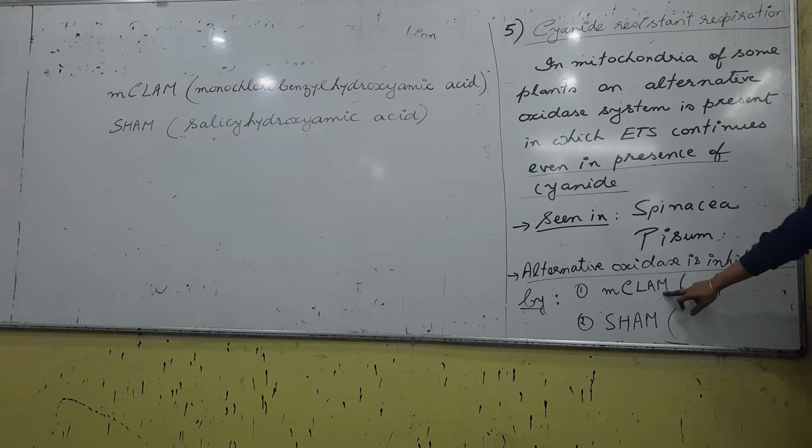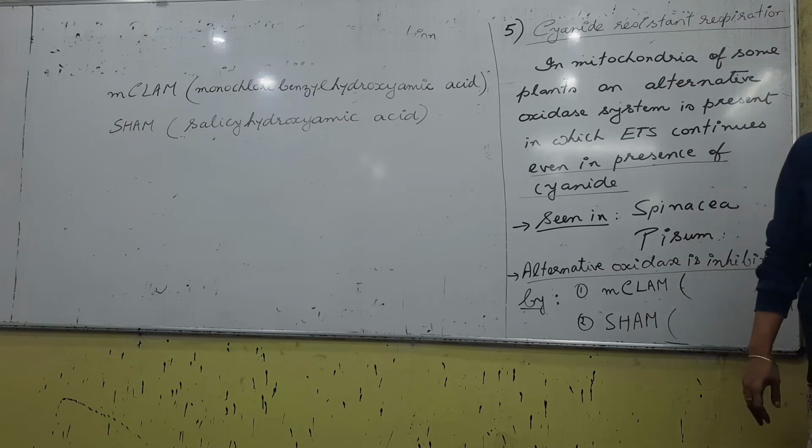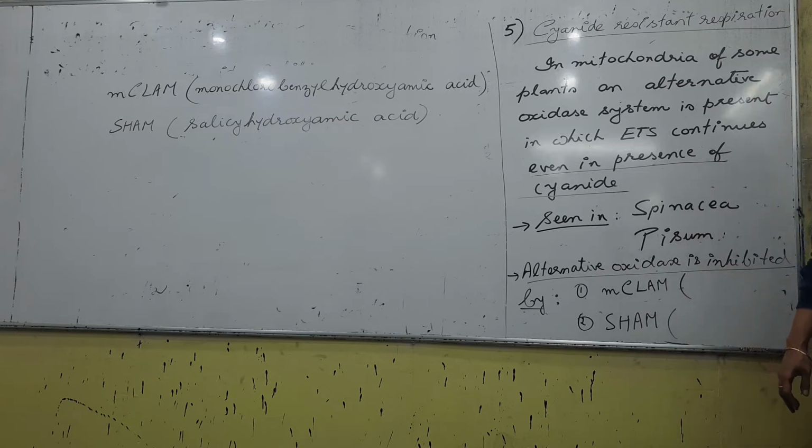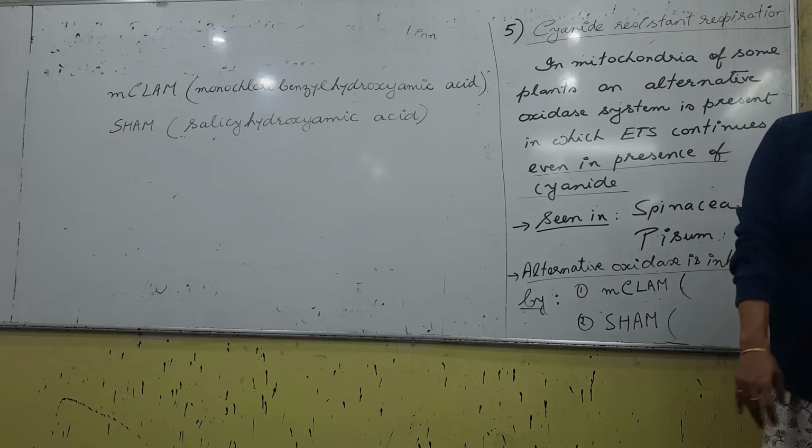The names of those inhibitors are m-CLAM and SHAM. In normal respiration, the most common inhibitors are cyanide or carbon monoxide. For the one that has an alternate system, to inhibit it we need other chemicals. So it is m-CLAM and SHAM, right?